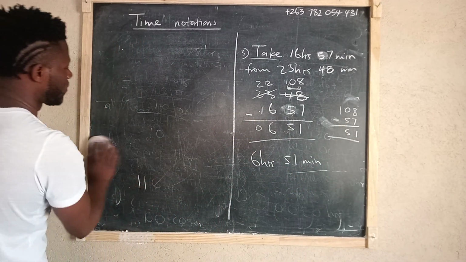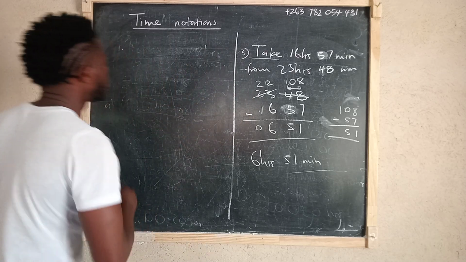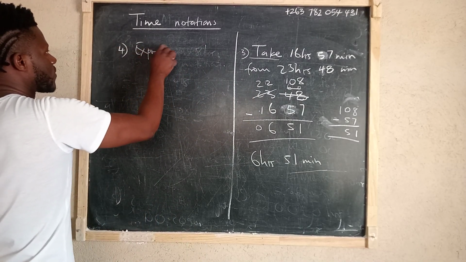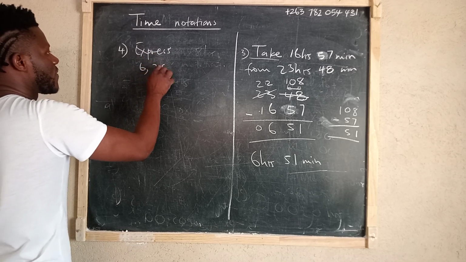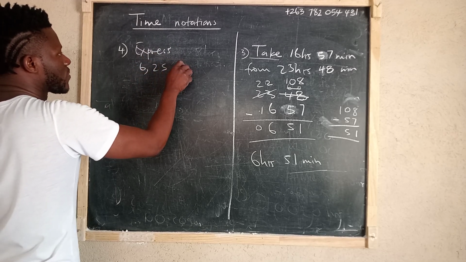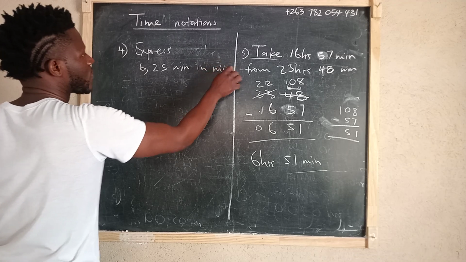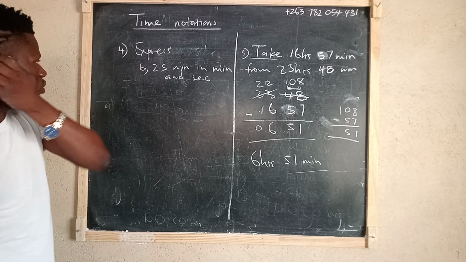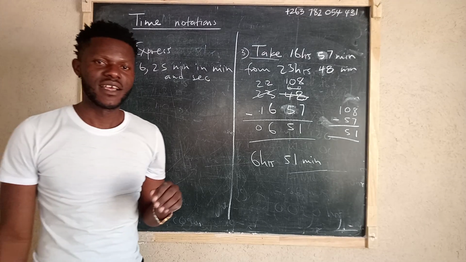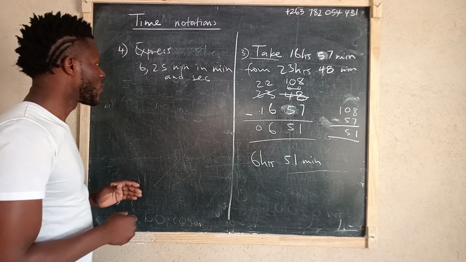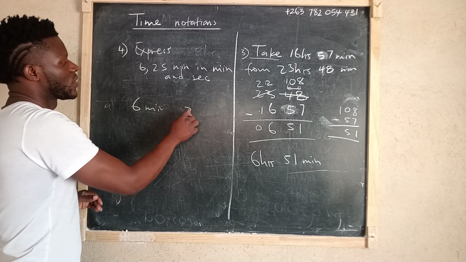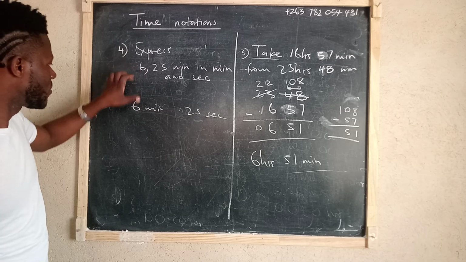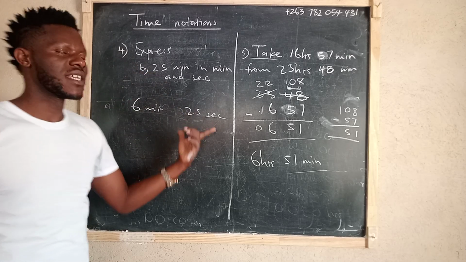Alright, one more question. You might be asked to do this. Express 6.25 minutes in minutes and seconds. To most candidates, the most common wrong answer will be 6 minutes 25 seconds. 6 minutes, you are correct. These are 6 minutes, but 25 is not representing seconds.